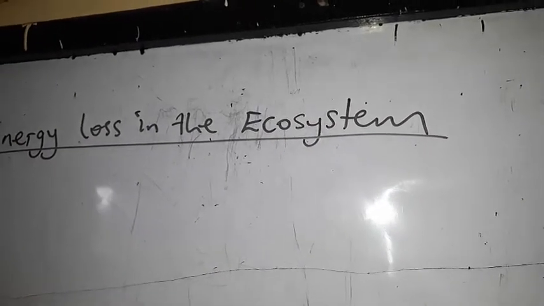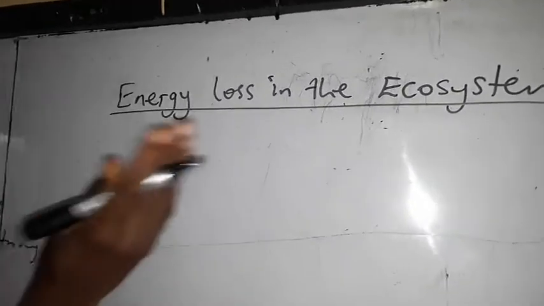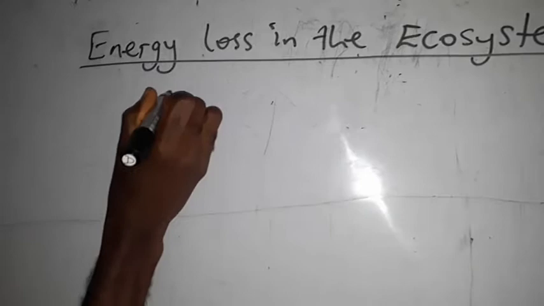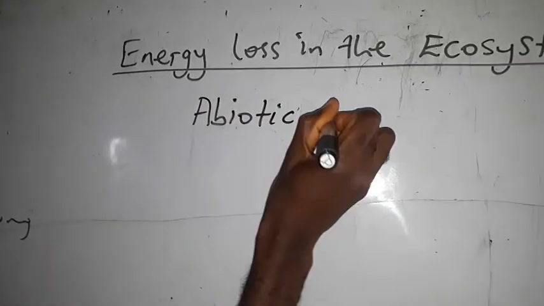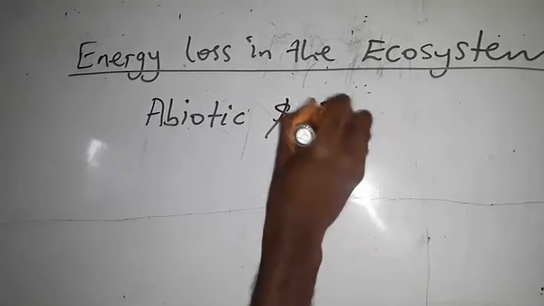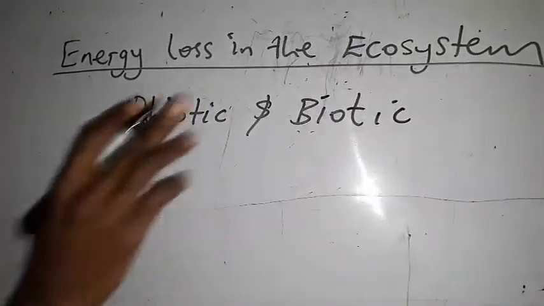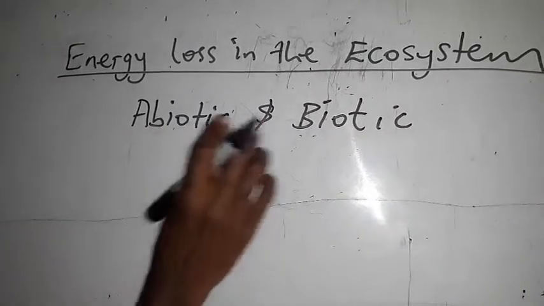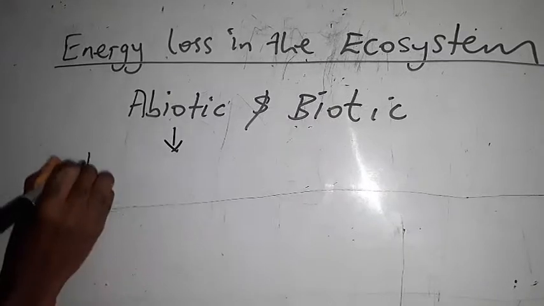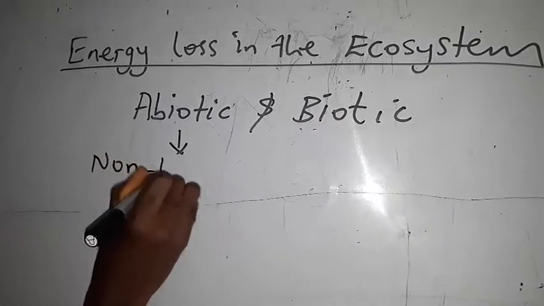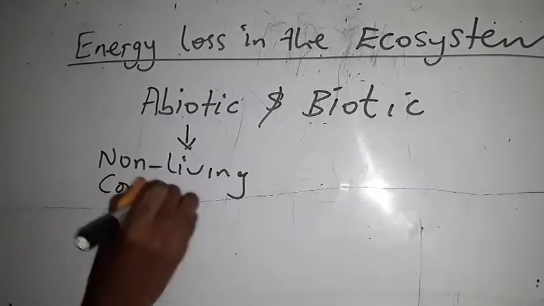Energy can be lost in the ecosystem in various ways. Remember that the ecosystem is made up of abiotic and biotic factors. The ecosystem is made up of biotic and abiotic factors. And the abiotic factor refers to the non-living components of the environment.